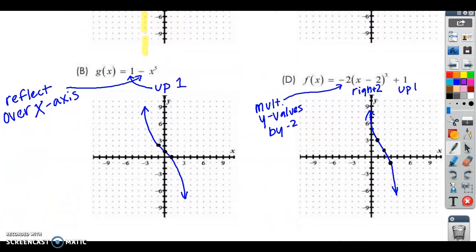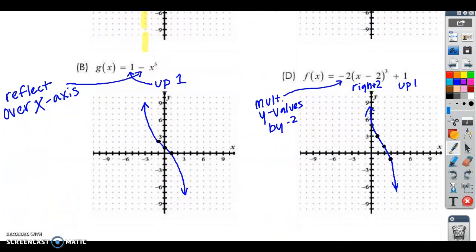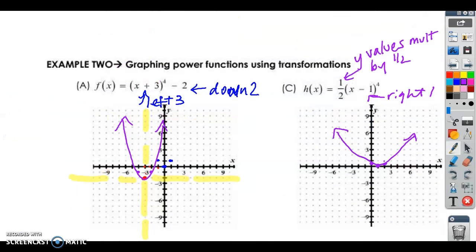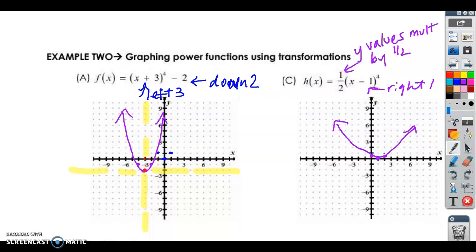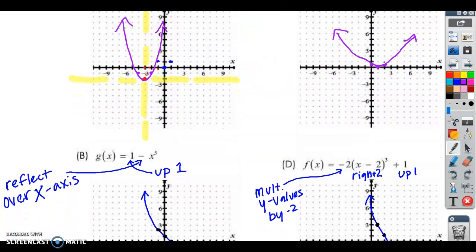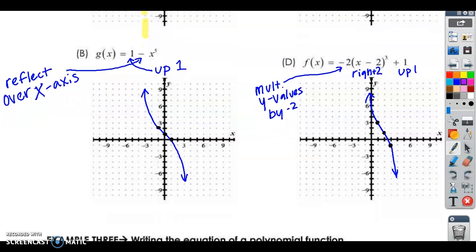If you take a look at B and D, we see the difference between A and B. Those are both even exponents. And these are odd. So we're just going to follow our rules, except we're going to use negative 1 rather than negative 1, 1.